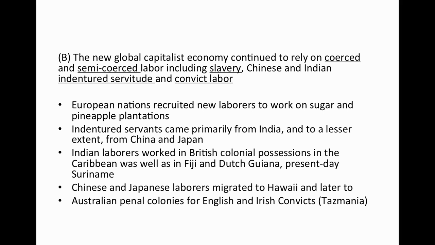Indian laborers were working in the Caribbean in addition to Fiji, and then Dutch Guyana, which, if you know about Guyana, has a lot of Indian influence there. I think I spelled that wrong. And then penal colonies, right? Australia was a prison colony for English, and Irish convicts ended up in Tasmania, the Tasmanian devil.